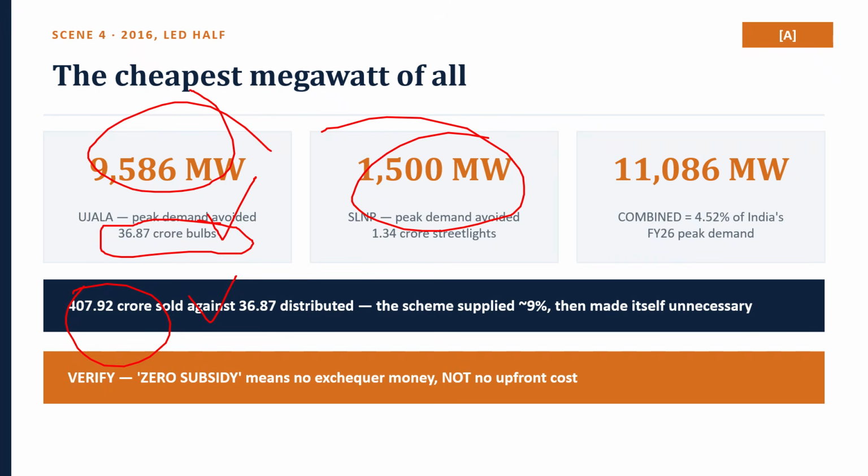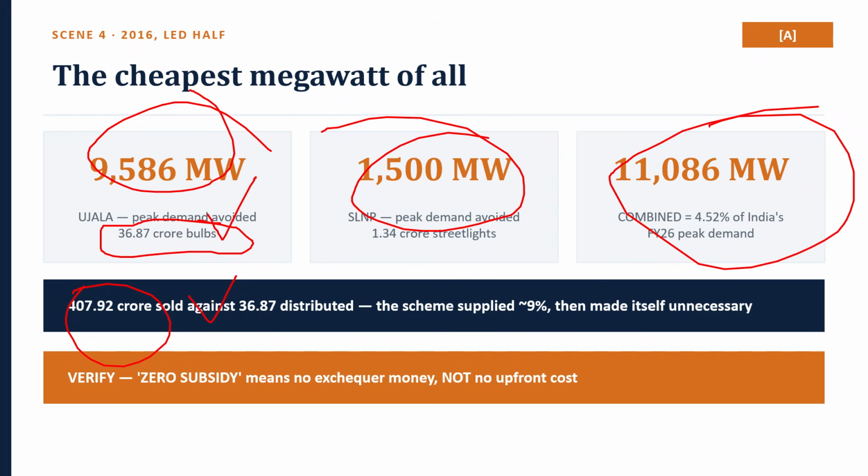The barrier was price, not preference. An LED cost 450 to 500 rupees in 2014, against 10 to 15 rupees for an incandescent bulb, and held under 1% of the lighting market in 2013-14. Demand aggregation and competitive bidding brought the scheme price to 70 rupees, and the market price followed it down. A distribution program that ends up supplying a tenth of the market it created has not underperformed; it has made itself unnecessary, which is the intended terminal state of a market transformation instrument.